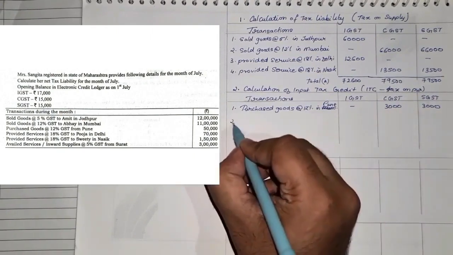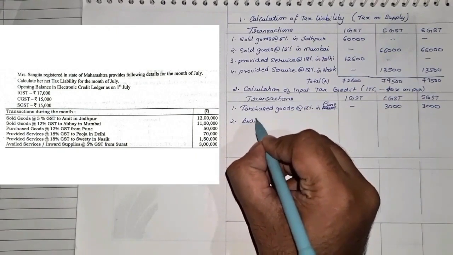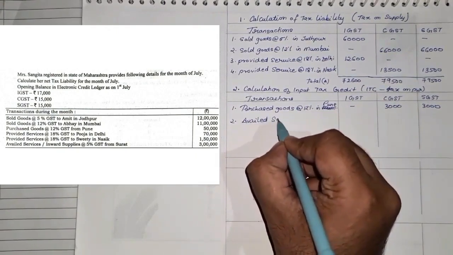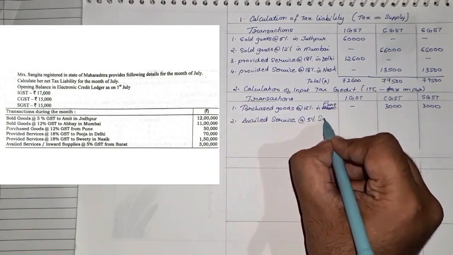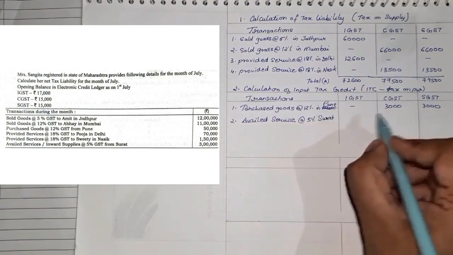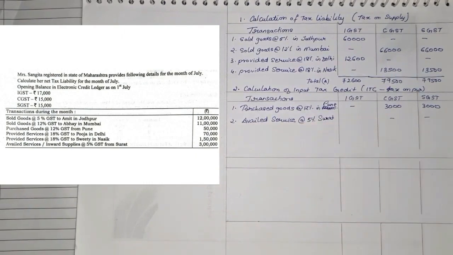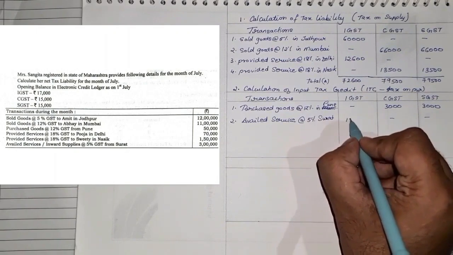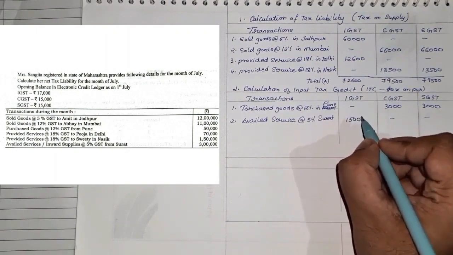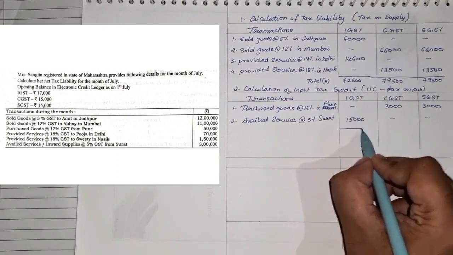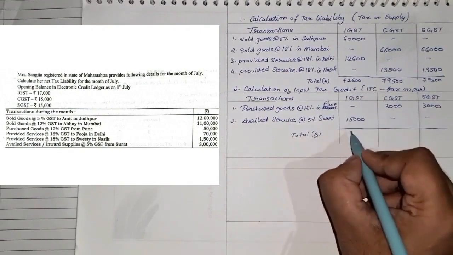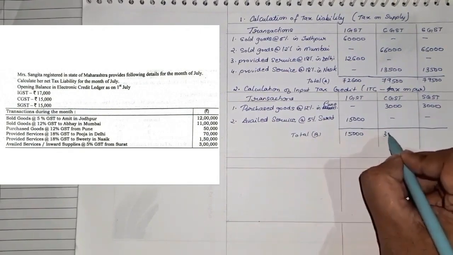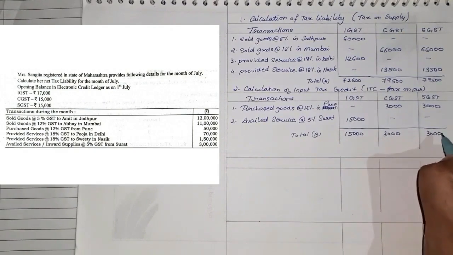Second, we have availed services, the last statement which was given there. Availed again means purchase, so availed services at the rate of 5% from Surat. Now Surat and Maharashtra, two different states, so the entire amount will go in IGST. So 3 lakh into 5% is 15,000. That's it, there's nothing else. We will total it up. So that's my second total, B. So I have 15,000, 3,000 and another 3,000.